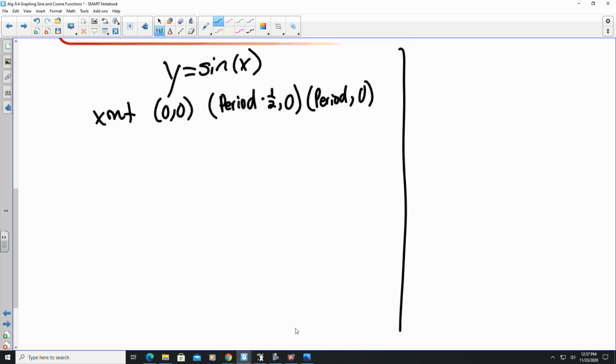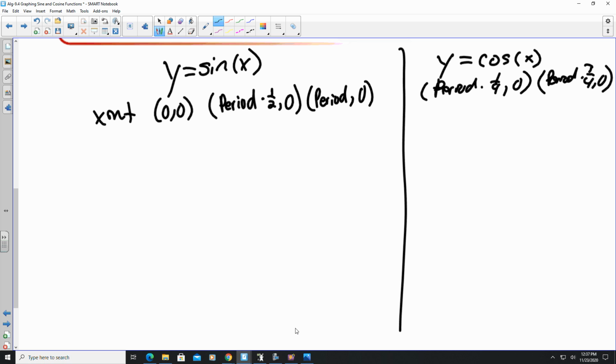If we looked at cosine, y equals cosine of x, our x-intercepts are going to look as follows. There are 2 of them. The first one is going to be the period times 1/4, 0. And then the second one is going to be the period times 3/4, 0. So those are all the x-intercepts with respect to the general functions of sine and cosine.